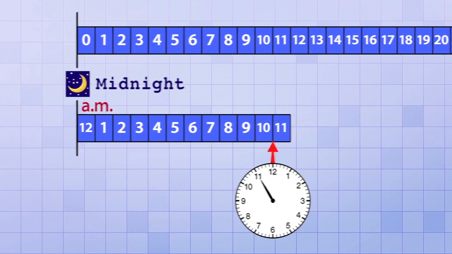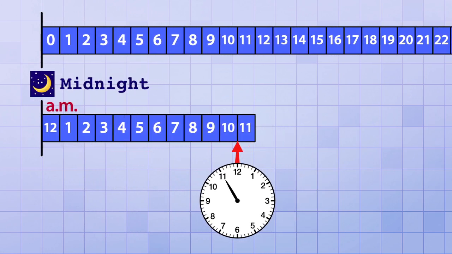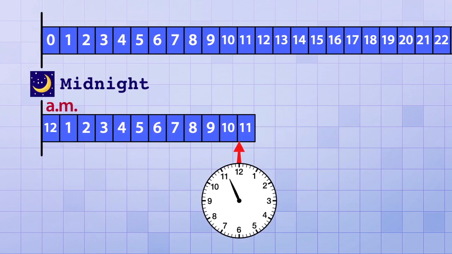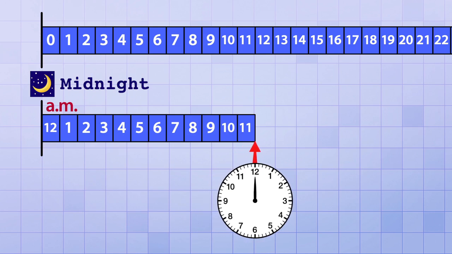When the hour hand gets to 11 a.m., you're beginning the 12th hour of the day. And as soon as the 60 minutes of that hour pass by, the hour hand will be back up at the top of the clock, pointing at 12 again. But this time, we're going to call that position 12 noon or 12 p.m.